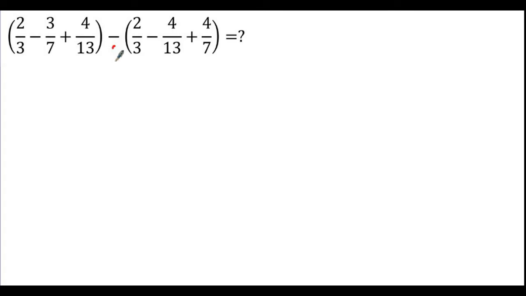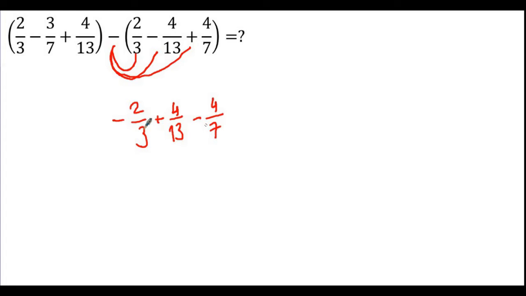So I'm going to multiply minus by 2 over 3. I'll get minus 2 over 3. Multiply minus by minus 4 over 13. So minus times minus is plus, so it is plus 4 over 13. And I have minus times plus 4 over 7, so it is minus 4 over 7.